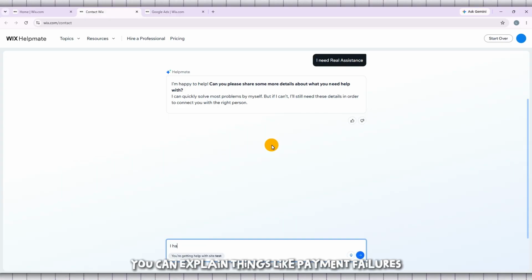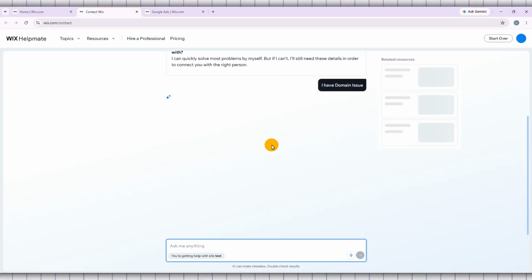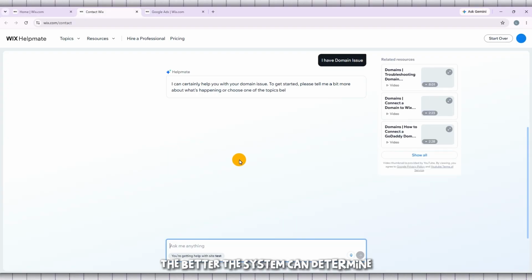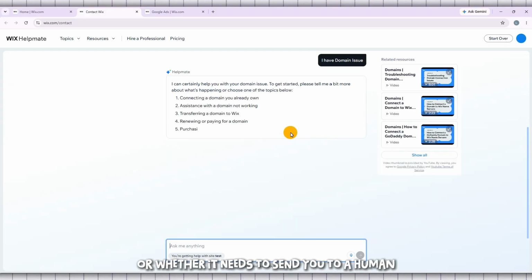You can explain things like payment failures, domain connection problems, missing website features, login issues, or errors appearing on your pages. Providing these details helps the system identify the correct support route. The more clearly you explain the issue, the better the system can determine whether it can solve the problem or whether it needs to send you to a human support option.